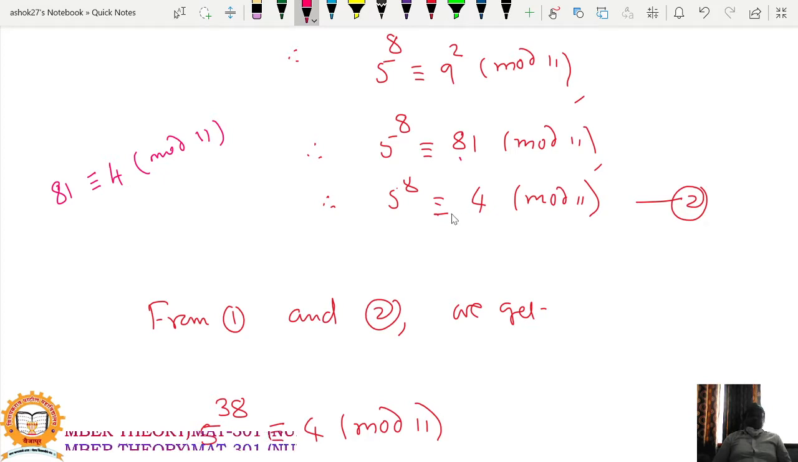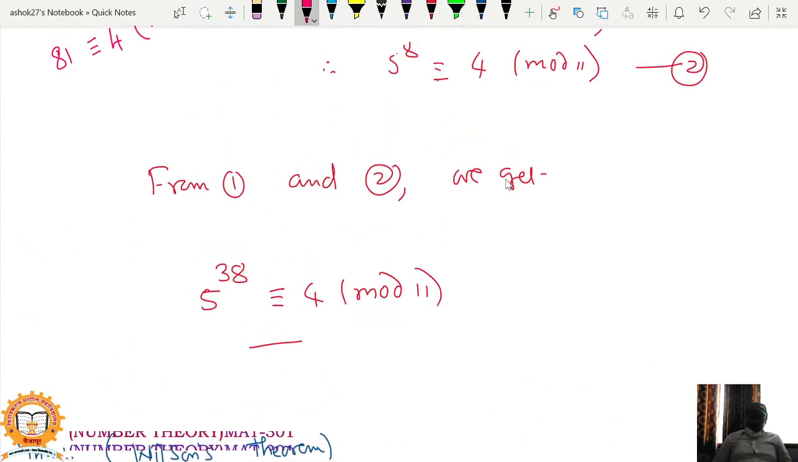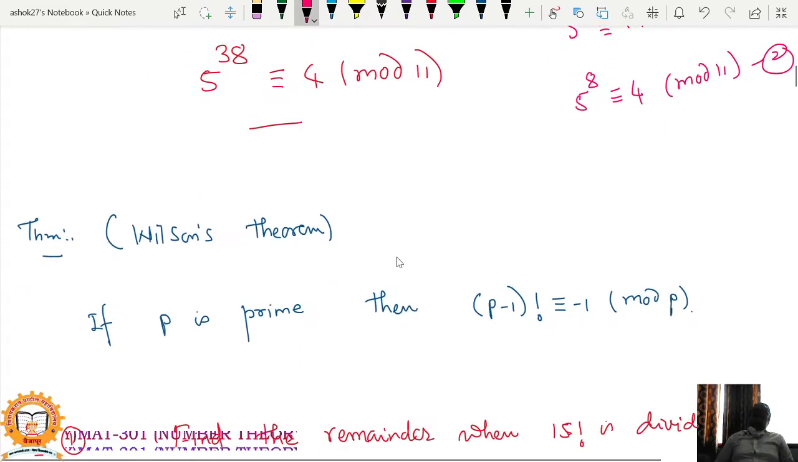So from equations number 1 and 2, what will we get? You are multiplying equations number 1 and 2. What is equation number 1? Equation number 1 is 5 raised to 30 is congruent to 1 modulo 11. And what is the second equation? 5 raised to 8 is congruent to 4 modulo 11. So that is equation number 2. So multiplying these two equations, what will we get? 5 raised to 30 into 5 raised to 8, that is 5 raised to 38, will be congruent to 4 modulo 11. So this is the solution of this problem.